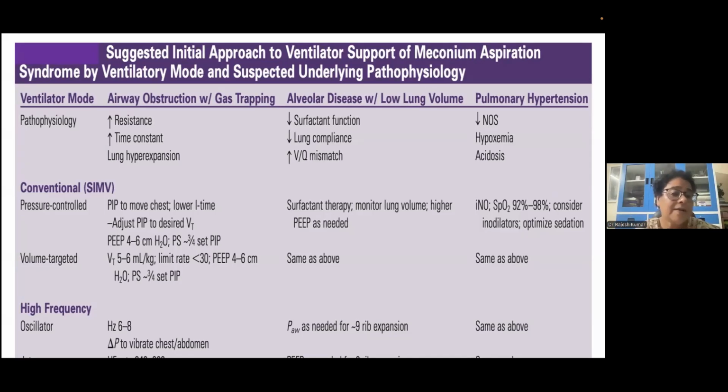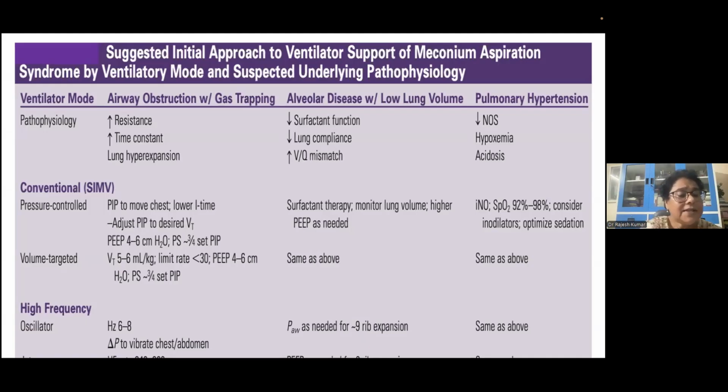The pressure support, if it is continued with a SIMV mode of ventilation, then it should be set at 3 to 4 set of PIP. That means up to 75 to 100% of PIP. If we are planning for volume targeted ventilation, then the tidal volume is kept at around 5 to 6 ml per kg, with a rate of less than 30, and the PEEP is kept at 4 to 6 centimeter water. And similar to pressure control ventilation, if we are using pressure support, then the pressure support should be kept at around 75 to 100% of PIP.